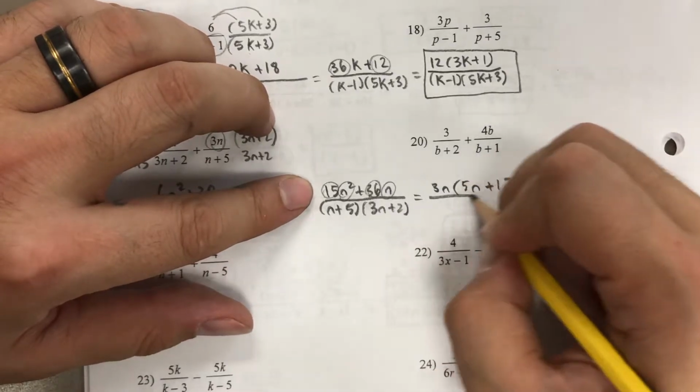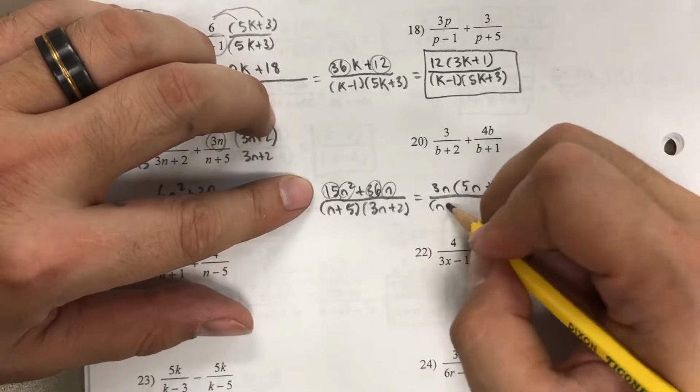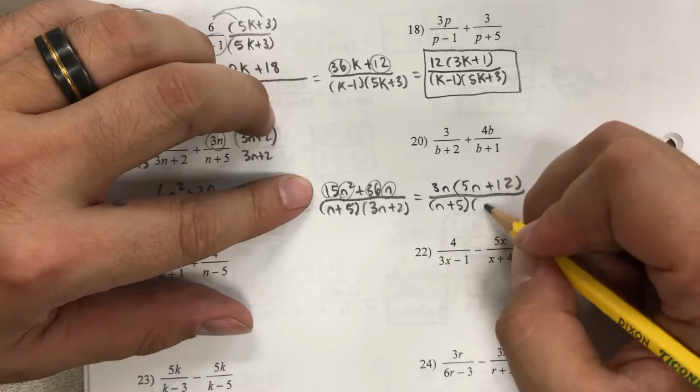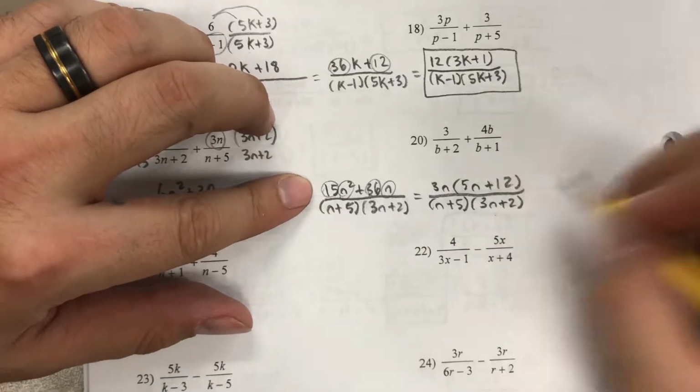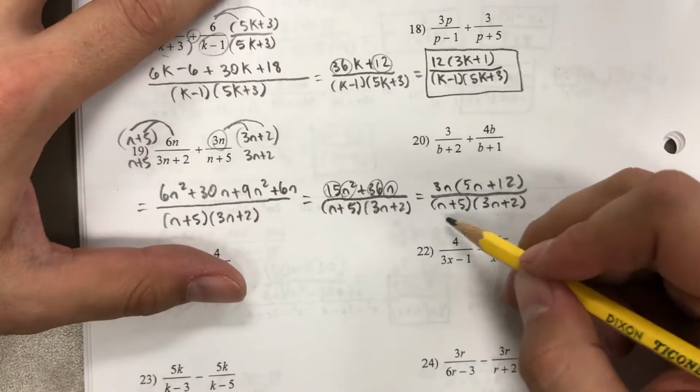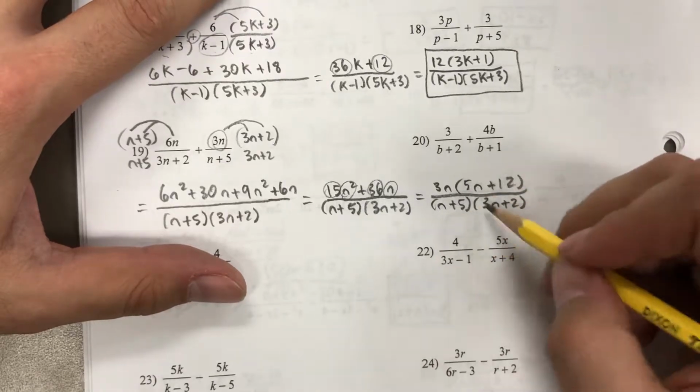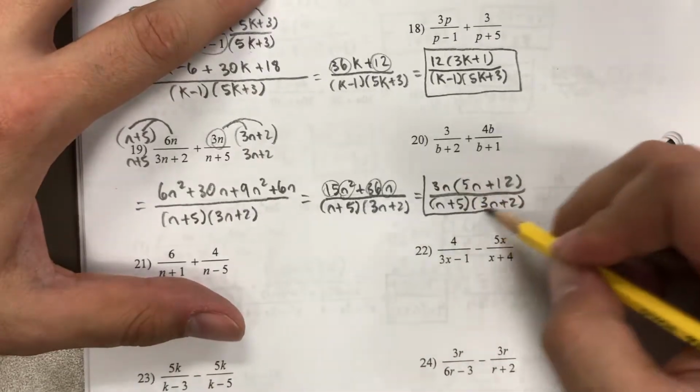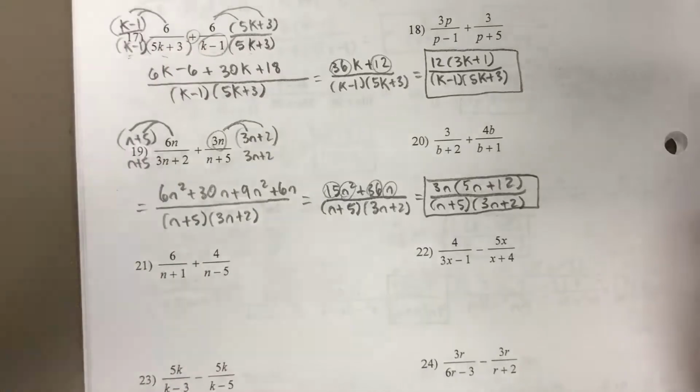So yeah, it doesn't look like that's going to divide out in the bottom at all. That's just kind of how it goes. Again, we factored it, and this 5n plus 12 doesn't cancel out with anything in the denominator, so we just leave it as is. That's as far as we can get.